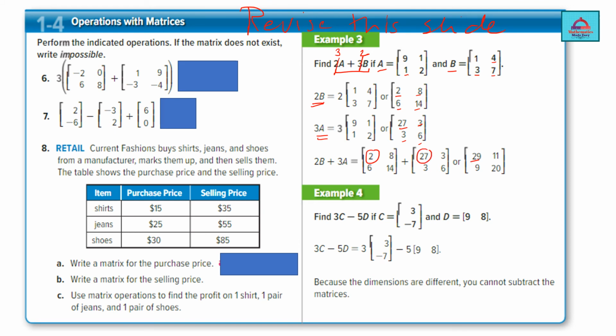2 plus 27, 29. 6 plus 3, 9. 8 plus 3, 11, and 14 plus 6, 20. So that gives you the final answer for 3A plus 2B.